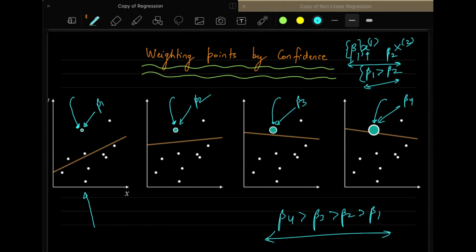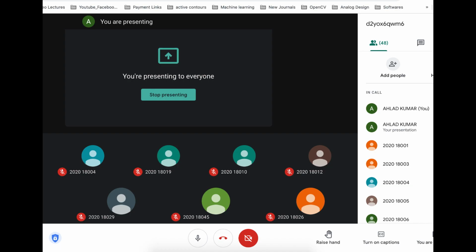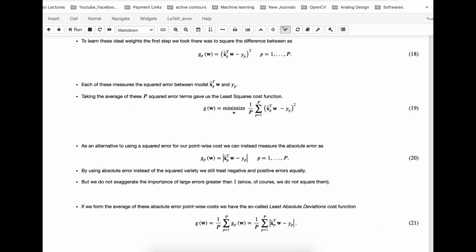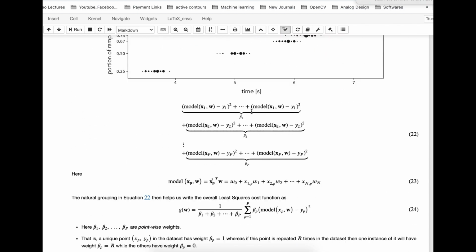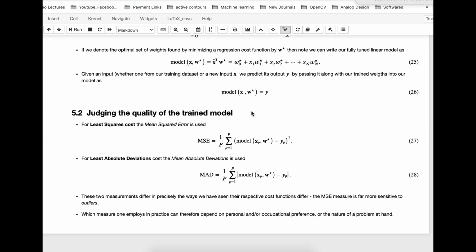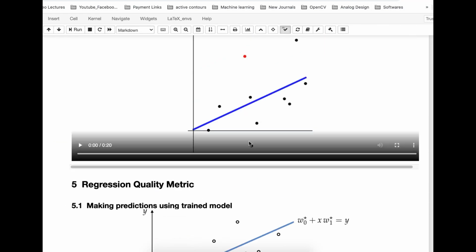So the important observation that you see here is, if you use L2 regression, then this line will keep moving towards this point, which has a high confidence score. I can show you an analysis of this here, if you want to see.